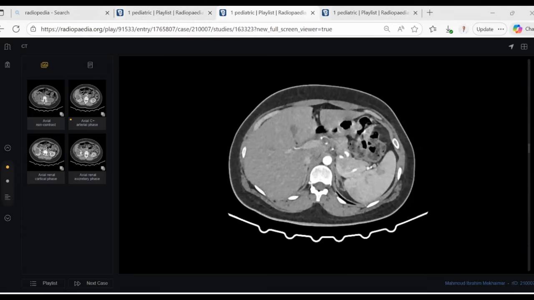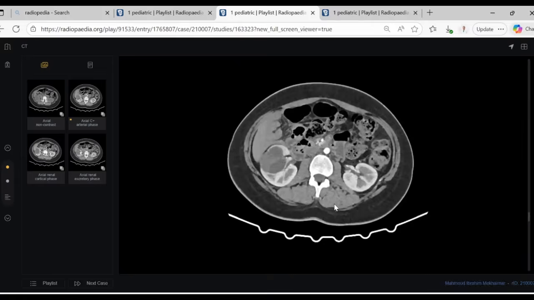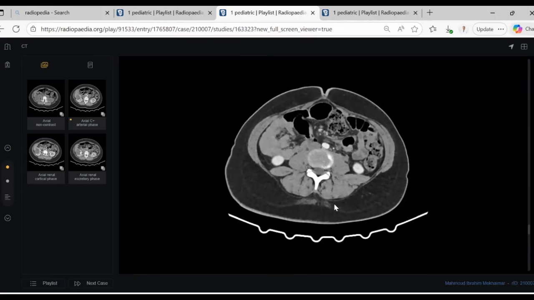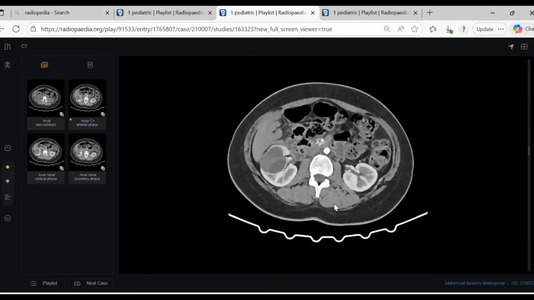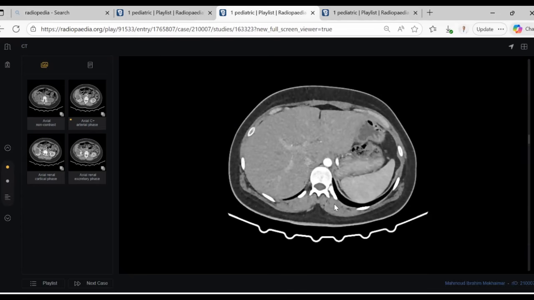Okay, so I've been provided with a contrast CT scan of the abdomen, arterial phase images. I see that there is a cystic lesion in the right kidney with some hyperdensity.